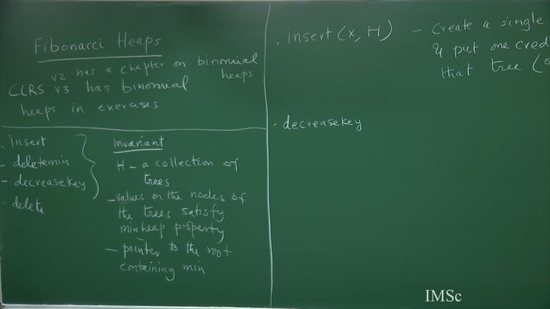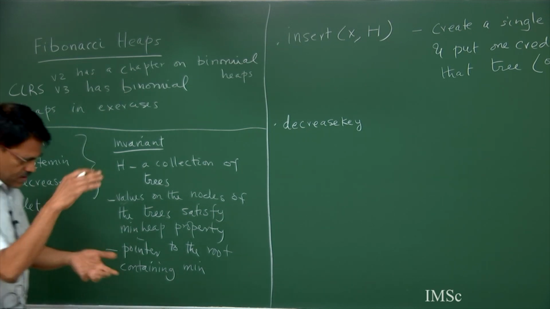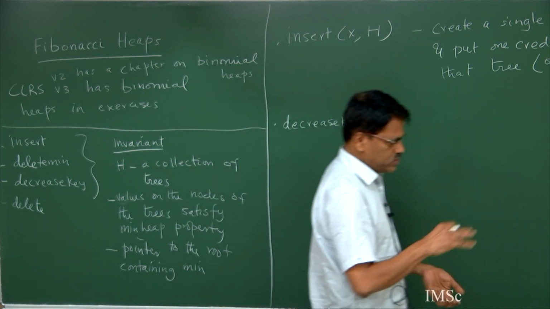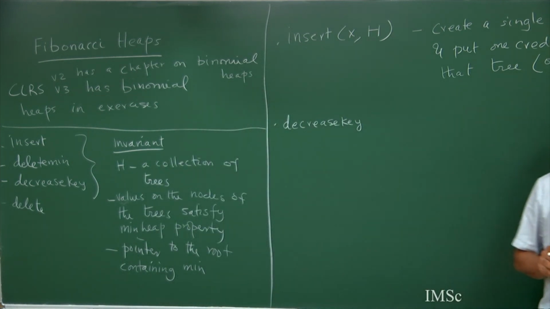So this is the invariant we maintain. The collection of trees and values on the nodes, and within each tree they have satisfied the min heap property. The parent is smaller than or equal to the children. That's the min heap property, and you know that one of the roots has the overall minimum in the entire set, and we will remember that as well.